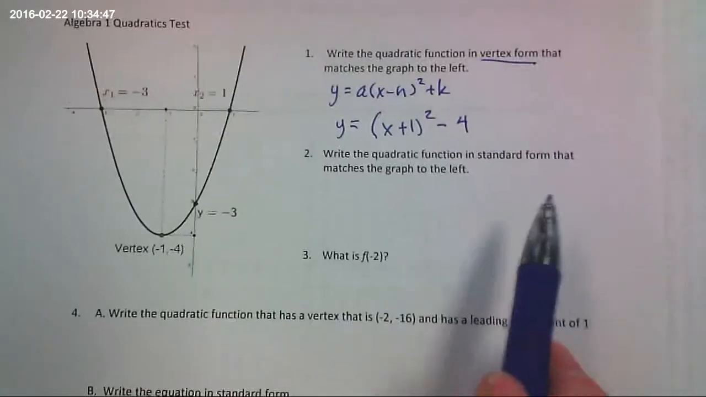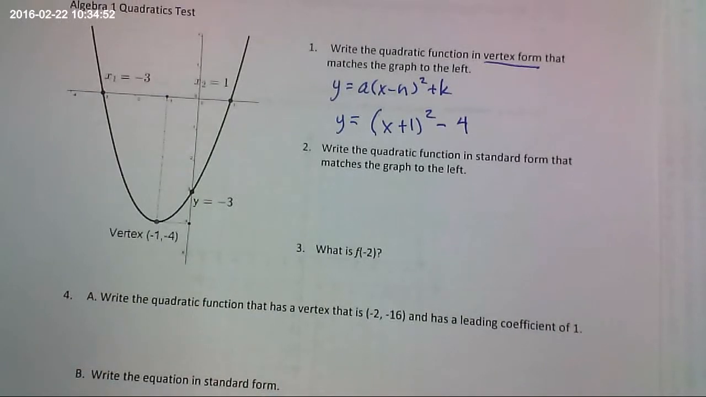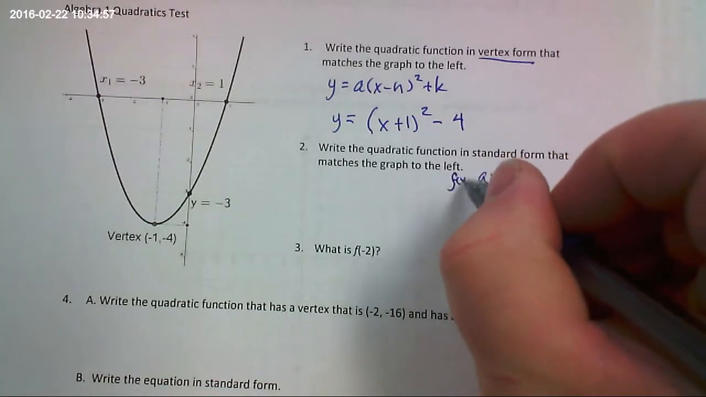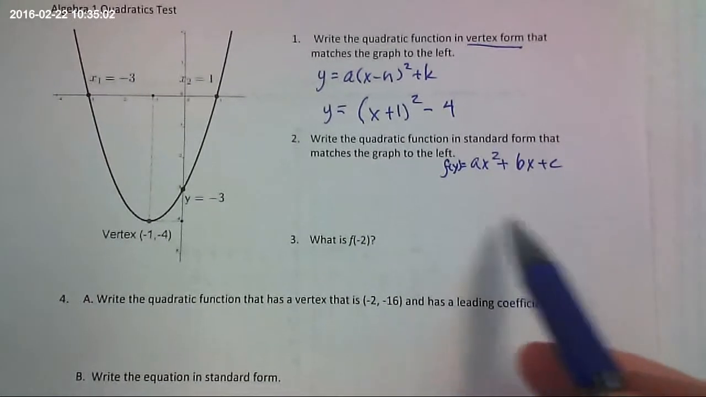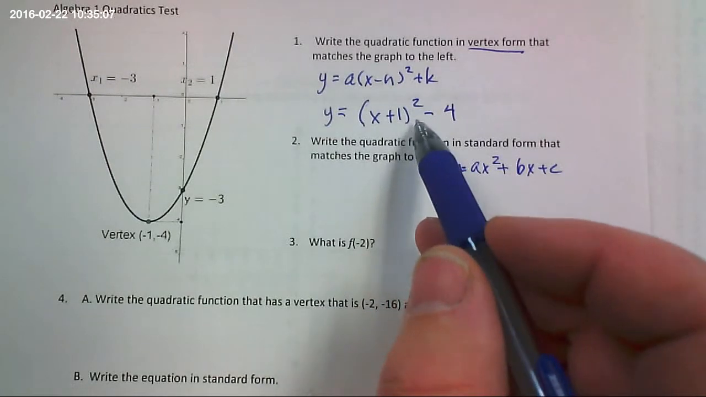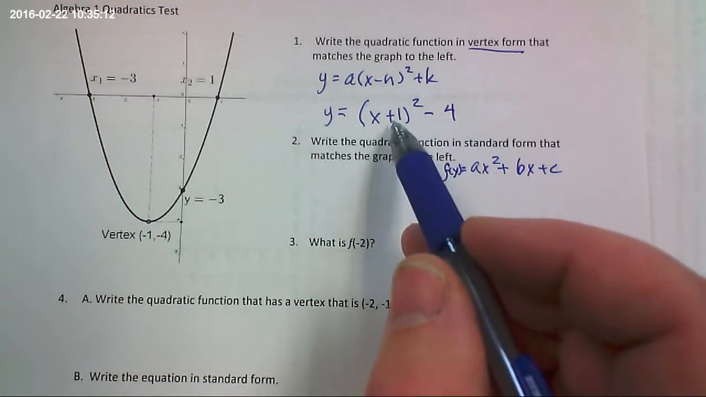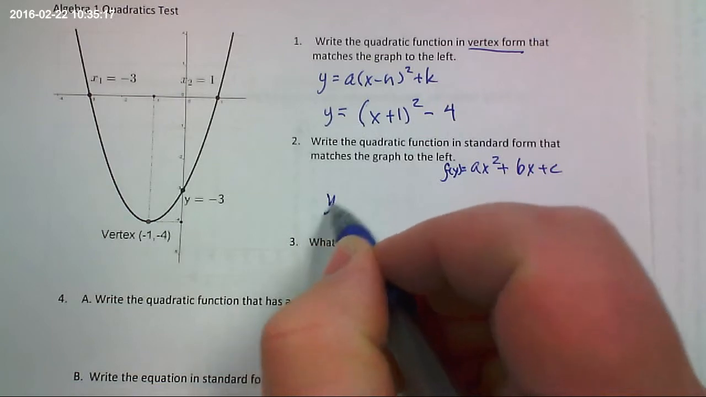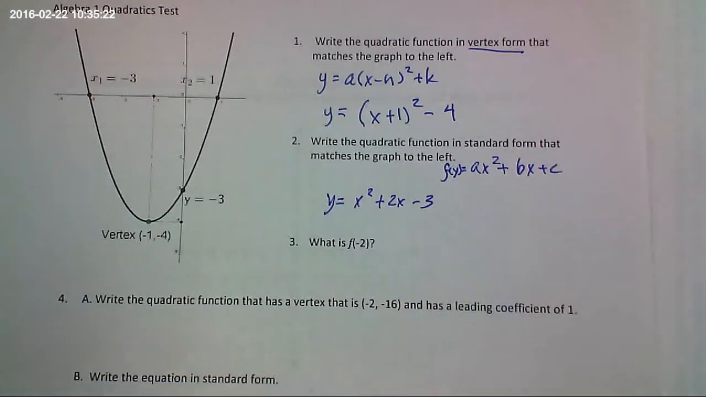Okay, second one. Says write the equation for this in standard form that matches the graph to the left, right? So standard form, this is not your answer. So f of x or y equals, that's your answer. It's going to be that form. You don't have to write this, but I'm writing it so you know what standard form is. So you just have to square this and subtract 4. So that's x squared plus 2x plus 1. Minus 4 is x squared plus 2x minus 3.